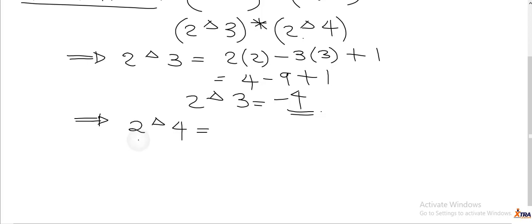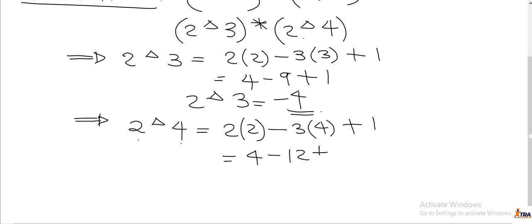My a in this case now is 2 and my b here is 4. So I'll be having 2 times a minus 3 times b plus 1, giving me 4 minus 12 plus 1. My final answer here will give me minus 7. So this will be standing for my 2 operation 4. So now that I have these two values, I can now perform the operation asterisk relating both of them together.